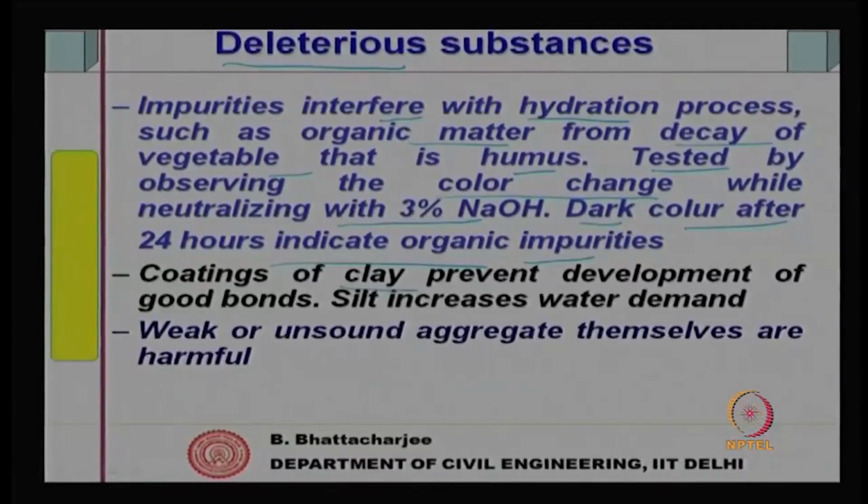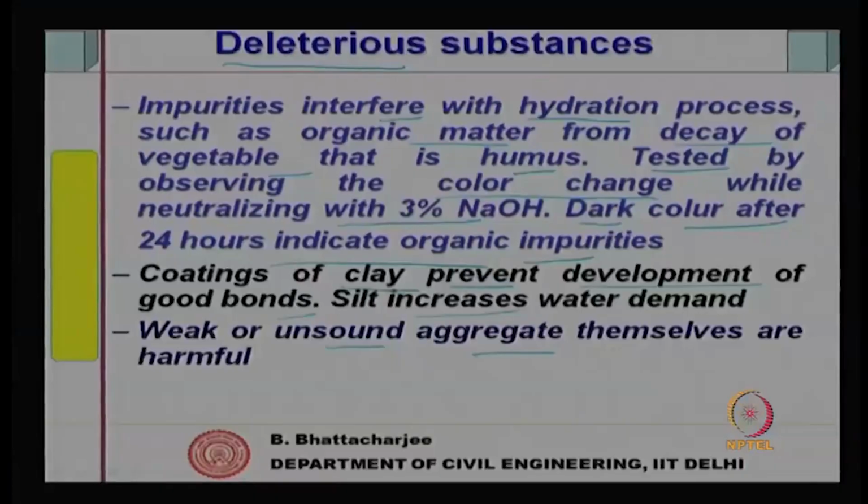You see, this is why we do not want clay. Clay prevents coating and development of good bonds. Silt also does this a little bit, but it will also increase the water demand a lot because it is very fine. So, if there is too much silt in the aggregate system, let us say more than 3.5% or something like that, it will have a tendency to absorb a lot of water. Clay obviously does not allow any bond between the aggregate and the cement hydrates. So, actually the strength would be lower.